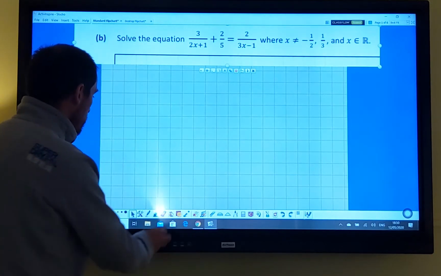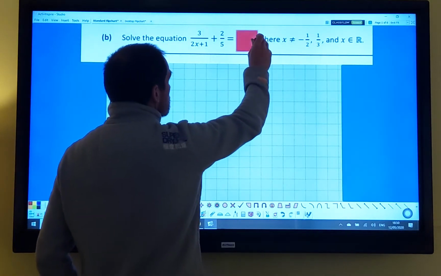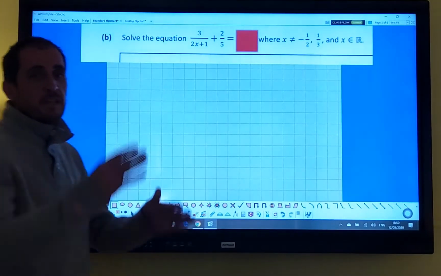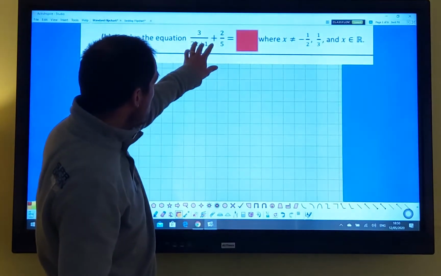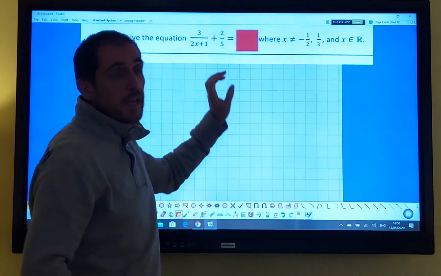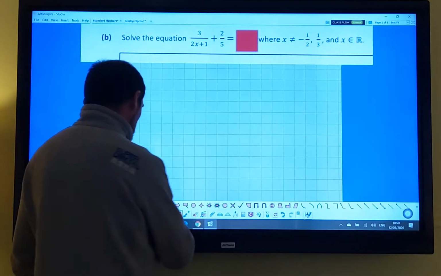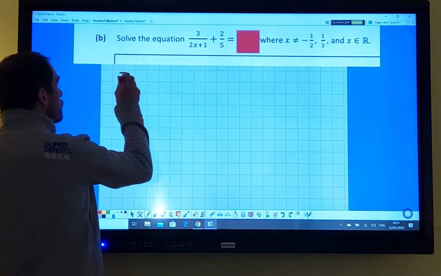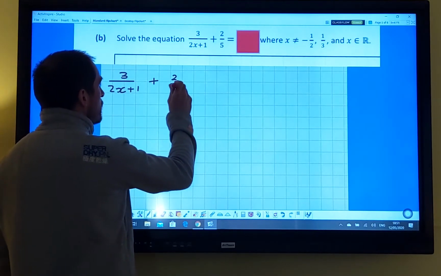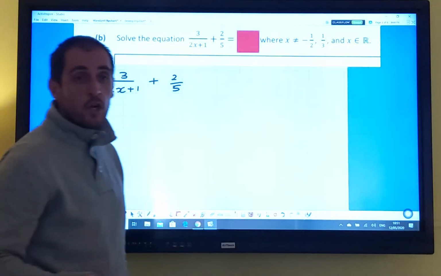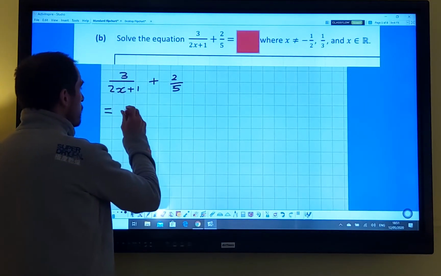First thing I do is ignore this and block it out. That will come into the question later on. What I need to do first is set the question up so that I can solve it, by rearranging this into a format that allows me to solve it. So I just take 3 over 2x plus 1 plus 2 over 5. This is a technique that we learn in primary school maths to do with fractions. So that can be written as follows.